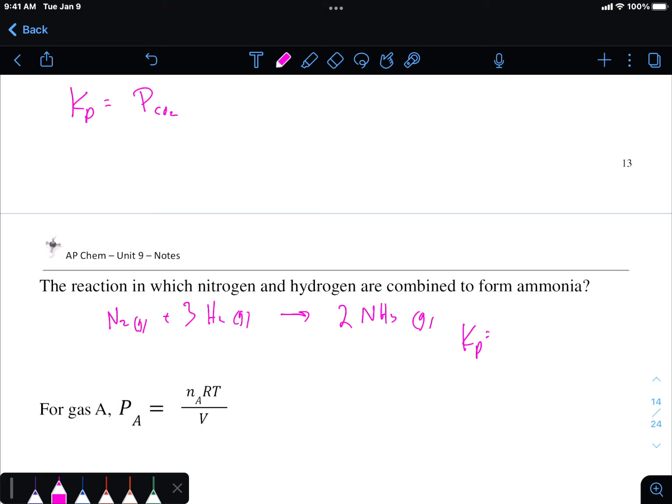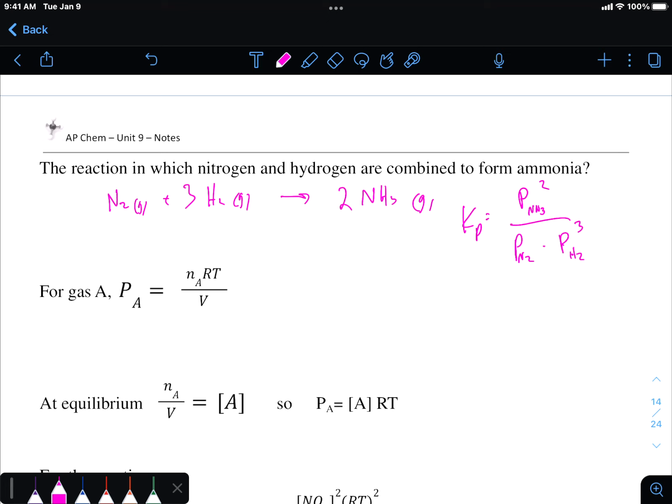Eva, what would my Kp look like in this case? Exactly. Yep, there it is. That's all Kp is. You're doing the same thing, different symbols, okay? All right.